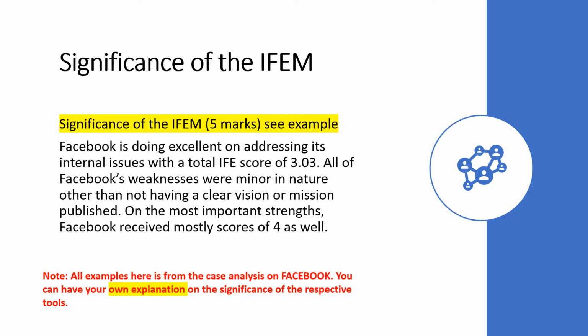So this is an example of the significance of the IFEM based on Facebook. So you can write something like this. From the IFEM analysis, Facebook is doing excellent on addressing its internal issues with a total IFE score of 3.03. All of Facebook's weaknesses were minor in nature other than not having a clear vision or mission published. On the most important strengths, Facebook received mostly scores of 4 as well. So this is just an example on how to do the significance of the IFEM.